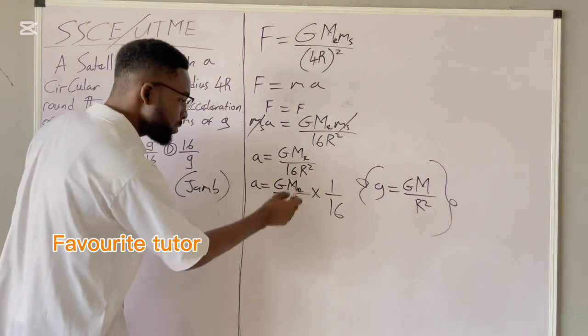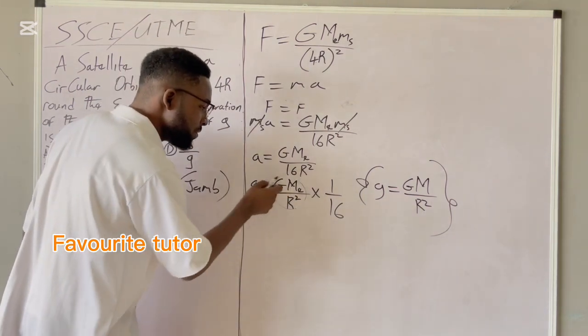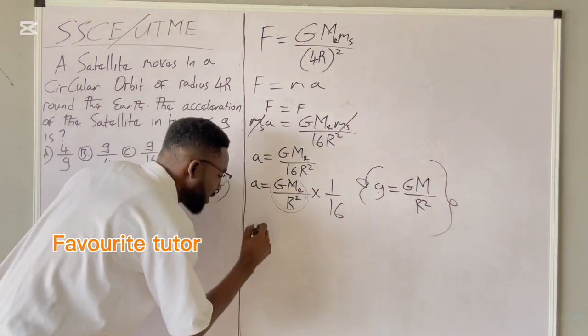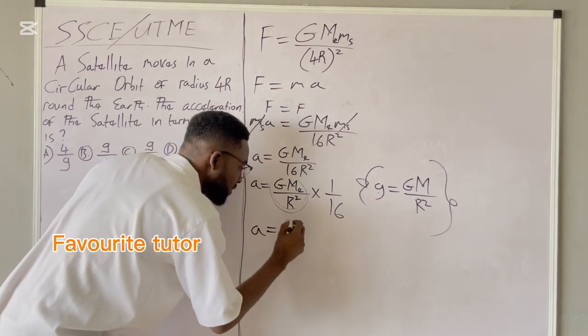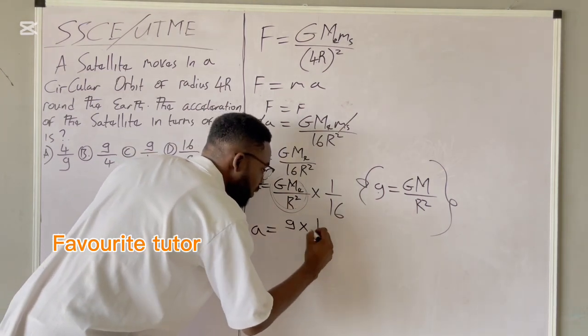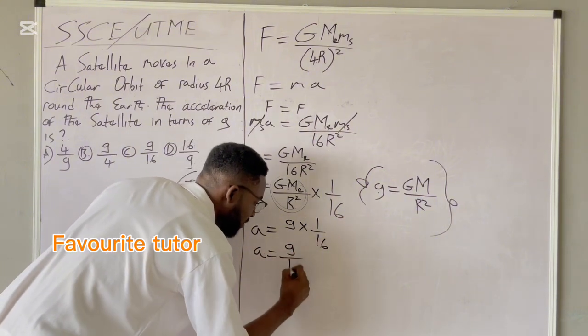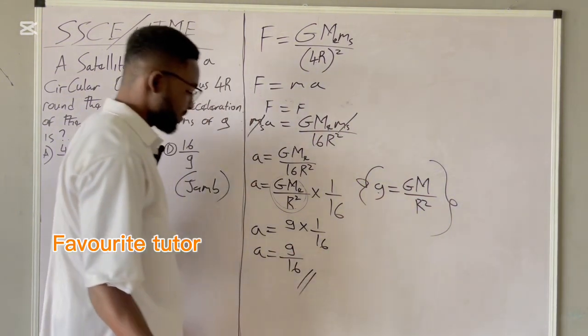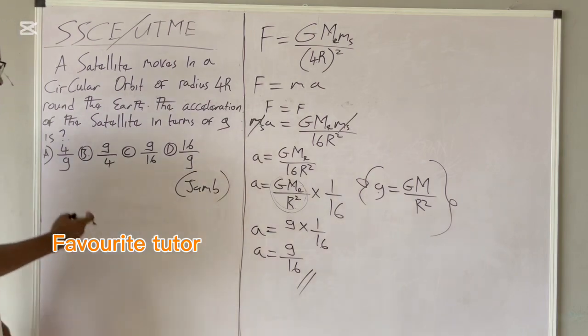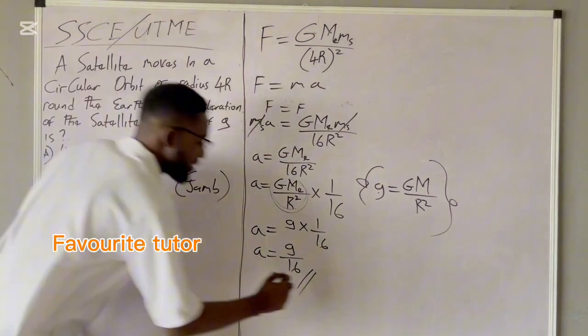This is the relationship. So therefore, we just do what? Substitute. Everything here is equal to g. So therefore, acceleration is equal to g times 1 over 16. Acceleration is equal to g over 16. It's an objective question, and the answer is C.